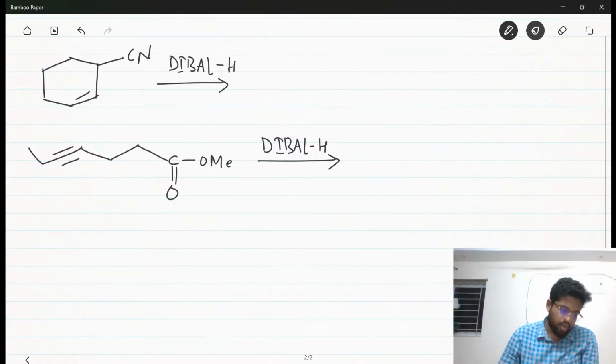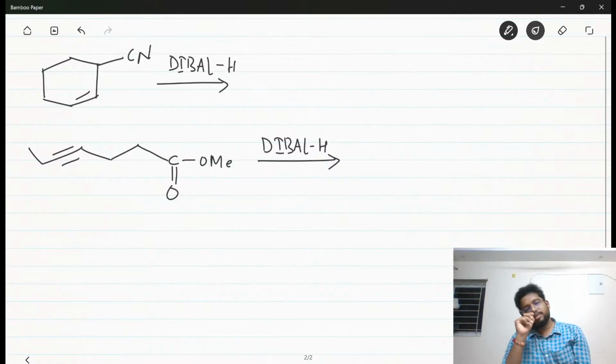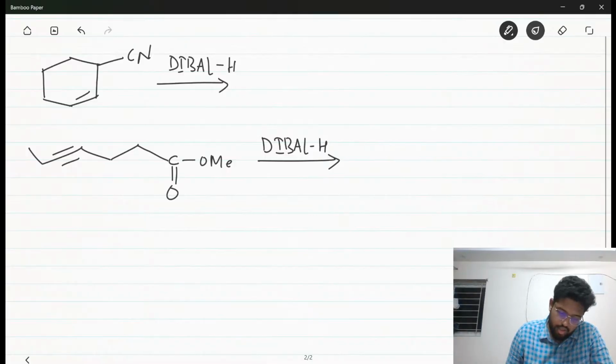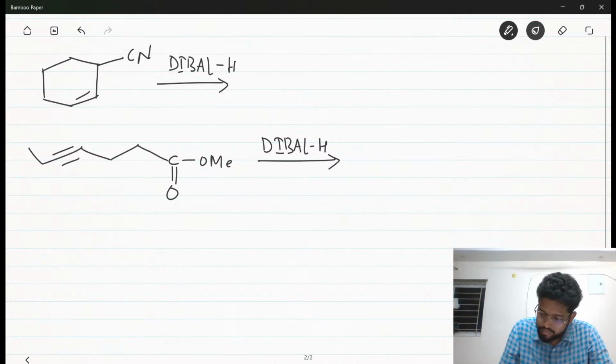Please tell me the product in the first case. What will be happening with the double bond? Will the double bond participate in the chemical reaction or not? Waiting for your answers.